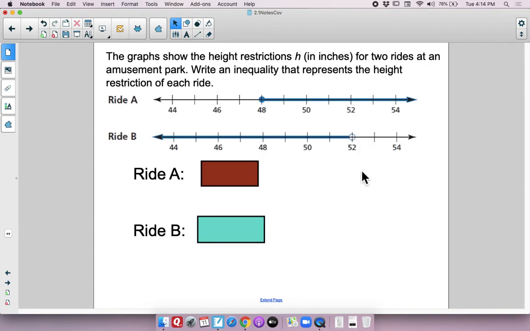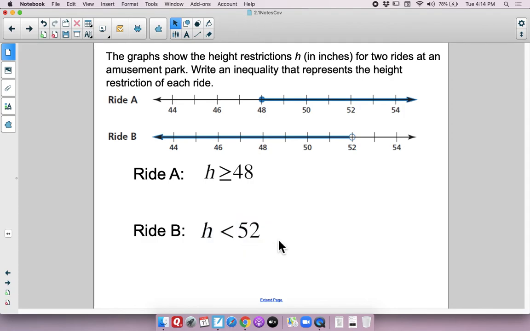Okay, the graph shows the height restrictions, h in inches, for 2 rides in an amusement park. Write an inequality that represents the height restriction of each ride. So here's ride A, here's ride B. What is this basically saying? For ride A, it's saying you've got to be 48 inches or taller, right? And for ride B, you have to be less than 52.